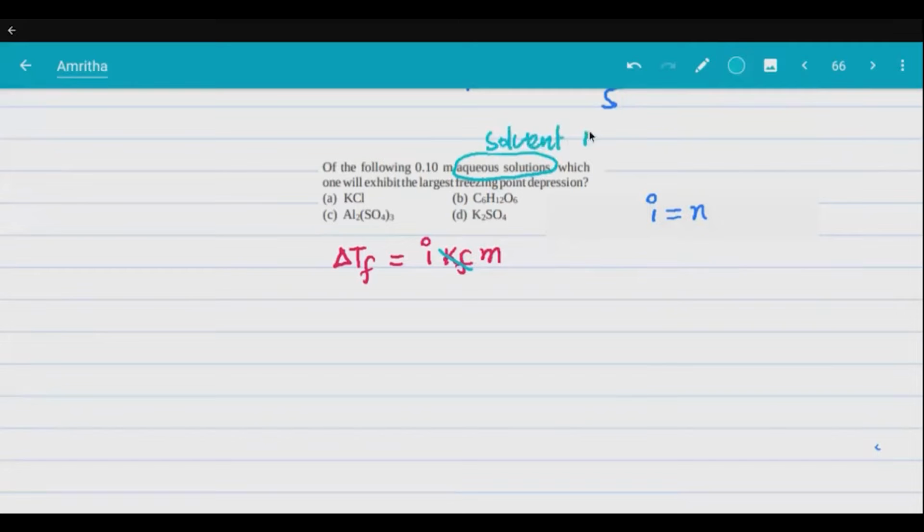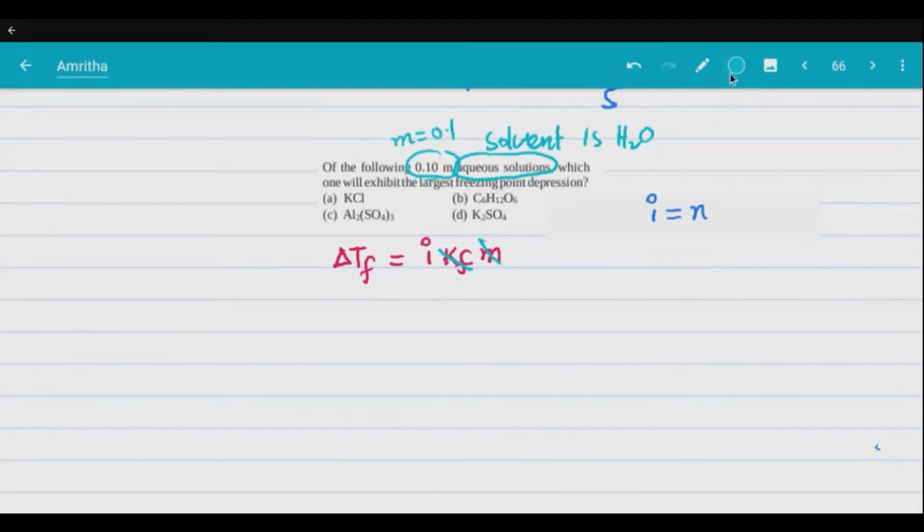Solvent is water, so Kf is the same. We just need to compare where the largest freezing point depression, meaning delta Tf is highest, occurs in which of the following solutions. Delta Tf is proportional to... we are just comparing, not calculating, so don't worry about Kf. And molality also, because they are saying it is the same, right? So molality is 0.1. This is the same.